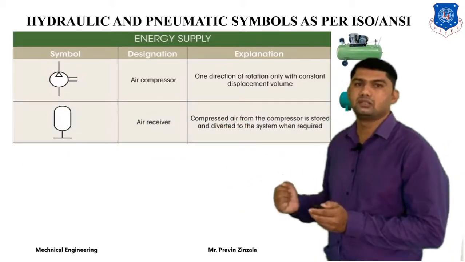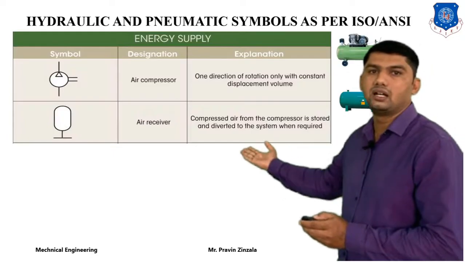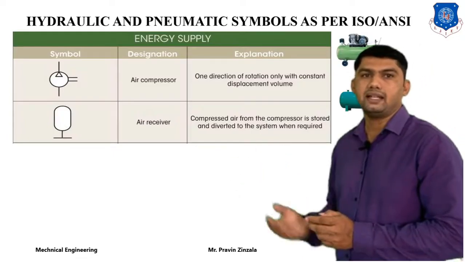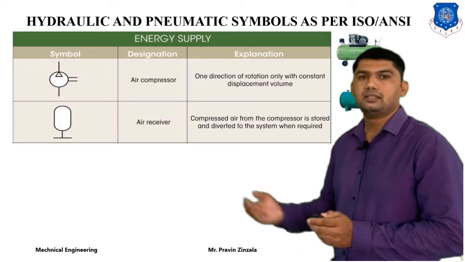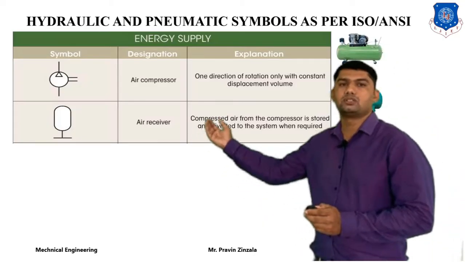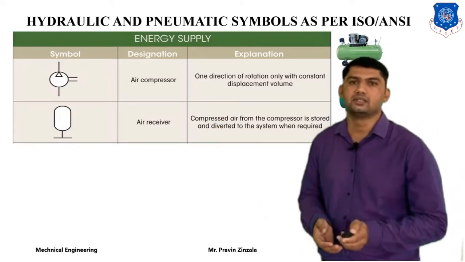The second symbol is the receiver. The function of an air receiver is to receive and store the air from the compressor unit. Simply draw a rectangle, and this will be the symbol of an air receiver.